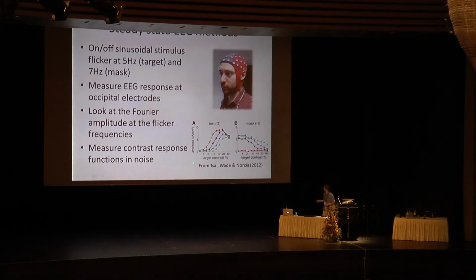Here is a figure from a paper from last year from Journal of Neuroscience by Shai-Wei and Norcia, and this was really the one that got me very excited about this whole technique, because what they do is they measure contrast response functions using steady-state EEG in the presence of different sorts of masks. So they get a rightward shift, these contrast gain control effects, and they're able to measure that directly at the scalp in human observers.